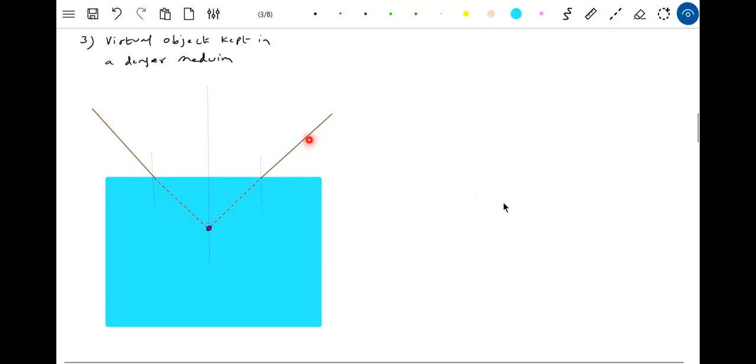So, what do you mean by virtual object? Where the incident rays appear to converge. So, this medium is rarer. This is denser. Mu2 equal to mu, mu1 equal to 1. There's a boundary. Fine.